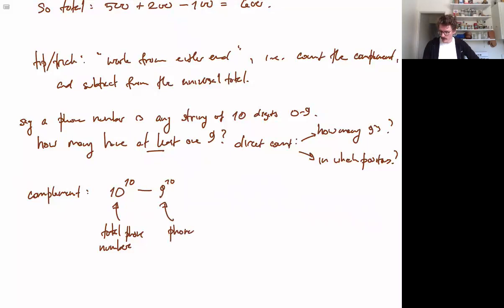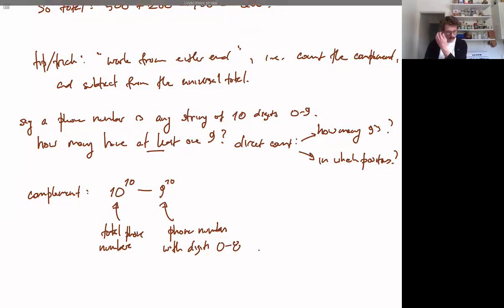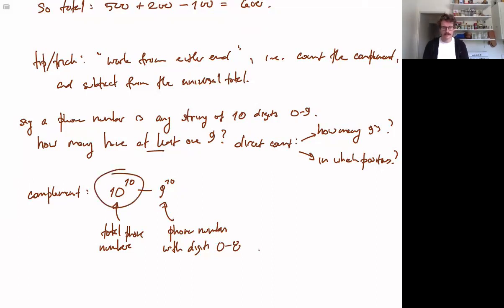Because this is the phone numbers made from digits 0 through 8. And that's it. So, this strategy is looking like a nightmare, whereas this strategy is just that simple. So this is a good thing to keep in mind. If you ever see something like how many things have at least one of something, you can always count the complement and then subtract that from some grand total.